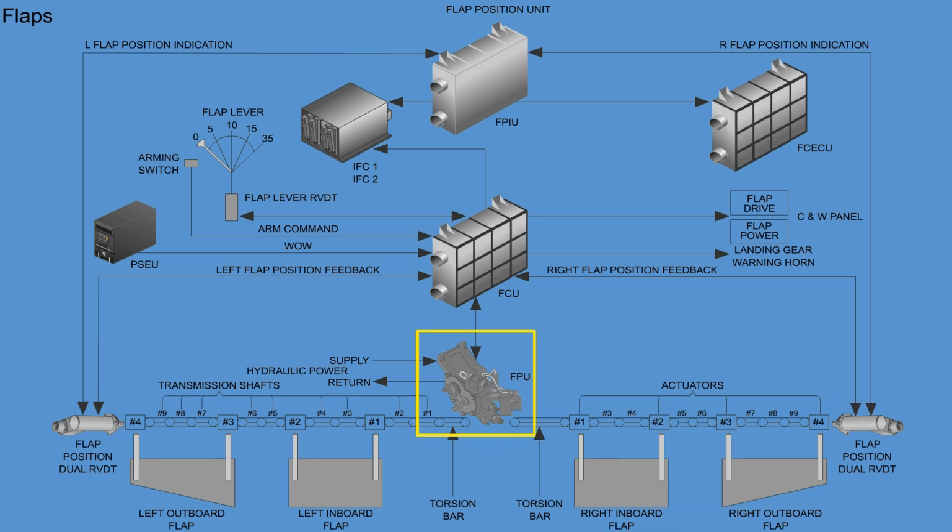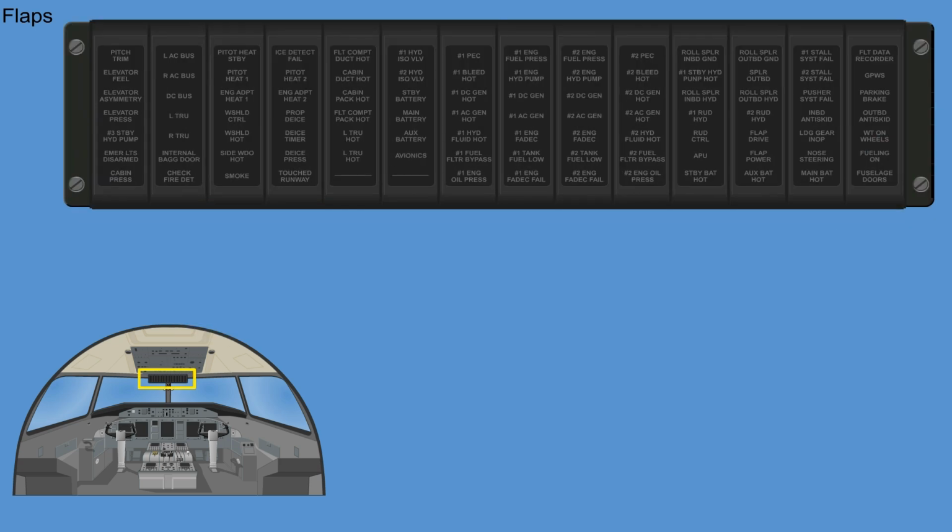The flap power unit, operated by number 1 hydraulic system and actuated by the flap selector, moves the flaps to their selected positions. If during flap extension or retraction a flap failure occurs, either the flap power or the flap drive caution light will come on.